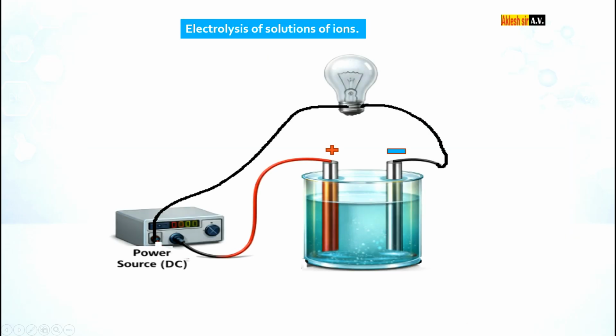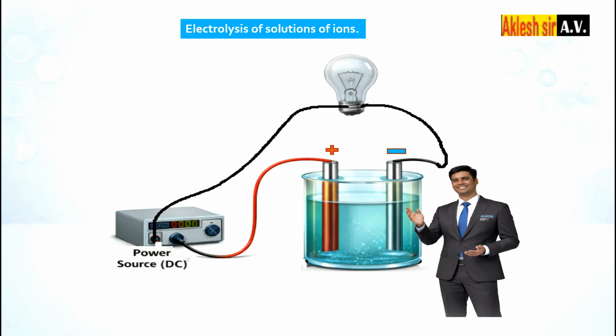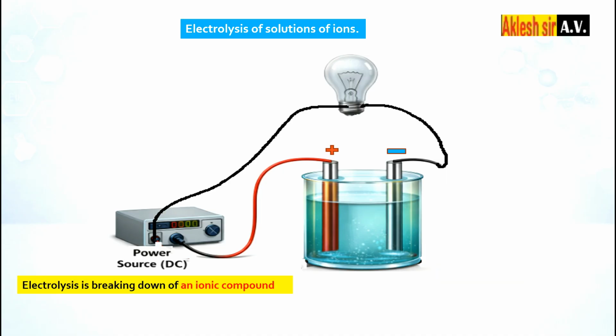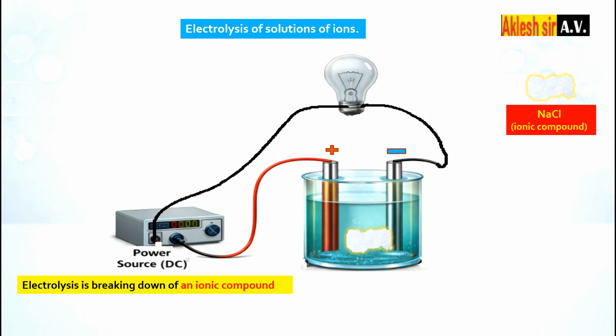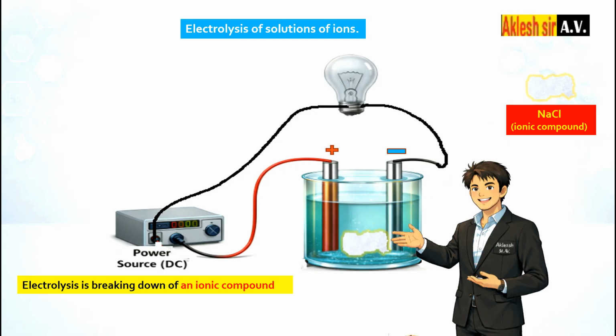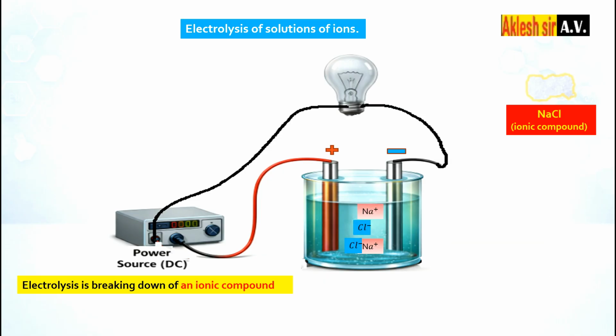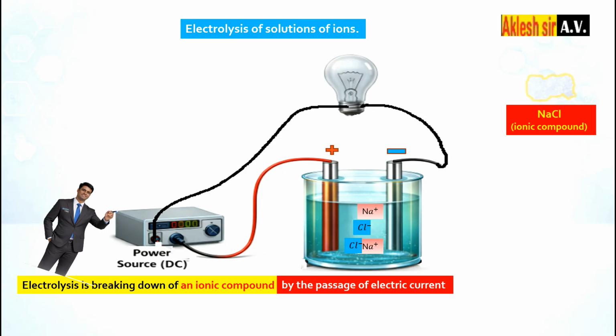Electrolysis of solutions of ions. Electrolysis is breaking down of an ionic compound. Here sodium chloride, which is an ionic compound, on adding in water forms aqueous solution, and this gets dissolved to form cation Na+ and anion Cl-. By the passage of electric current. Here battery is used to supply electricity for electrolysis.